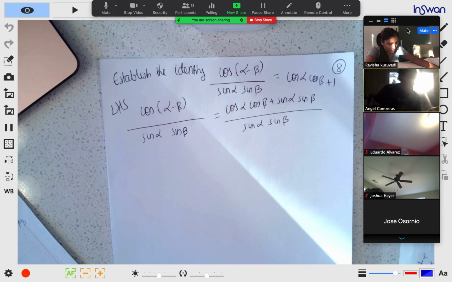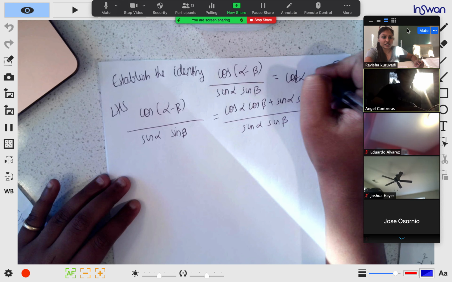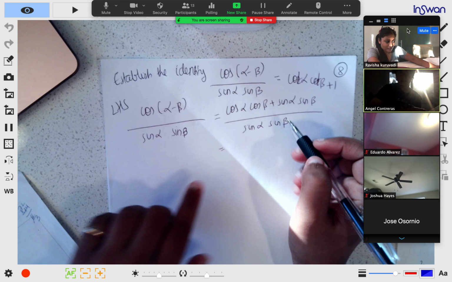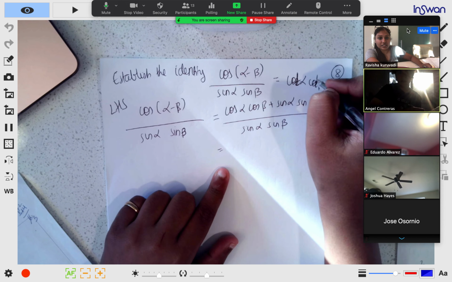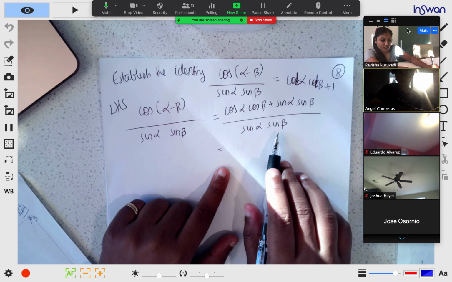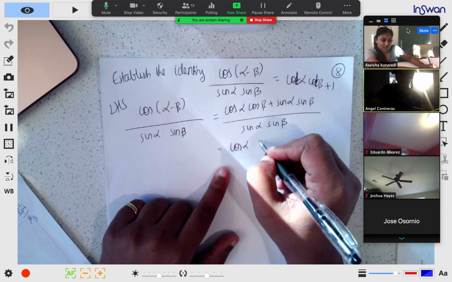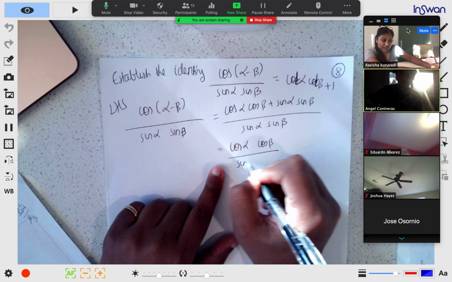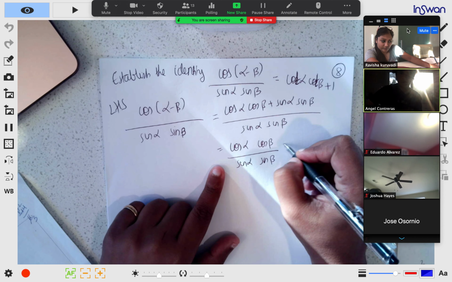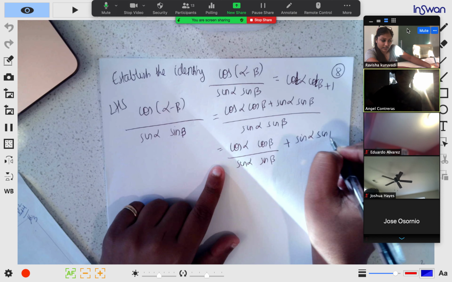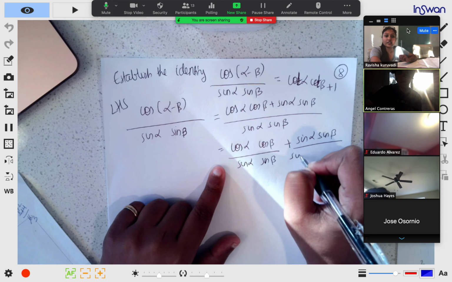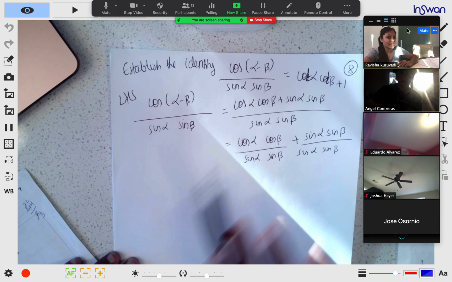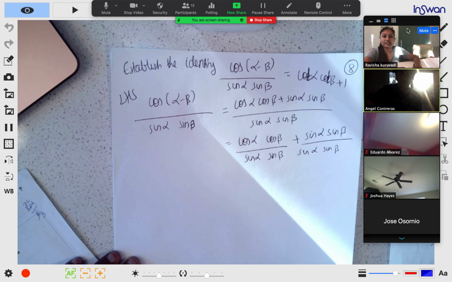Are we able to do anything with the sine? Yes, we could cancel out the sine. So what happens is you can separate them. It becomes cosine alpha cosine beta over sine alpha sine beta, plus sine alpha sine beta over sine alpha sine beta. When you have addition like this, you can separate it. You cannot cancel them across the addition sign.